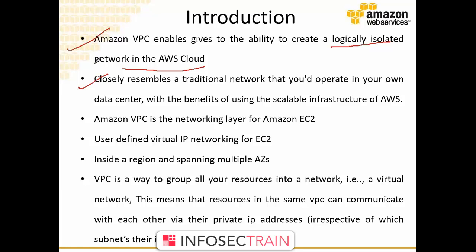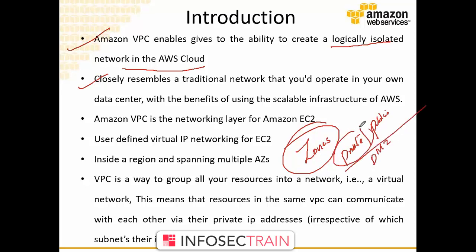In what use case should we have more than one VPC? Because if I want a separation of my resources in a complete, secure, isolated way, I can use multiple VPCs. For example, when you go to companies, you have a concept called zones, right? Like a private zone, a public zone, a DMZ. You have different zones, so for zones also, you can make separate VPCs.